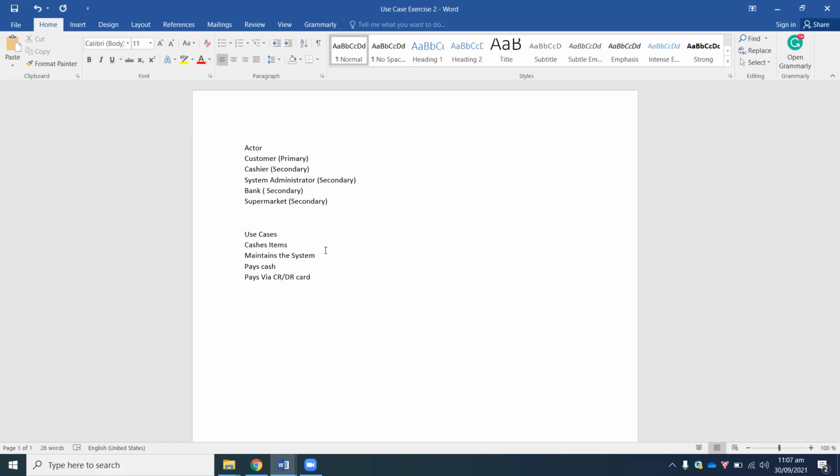Okay. And then VAT payment. That's where your supermarket is linked to. Any other use case that we are missing out on?